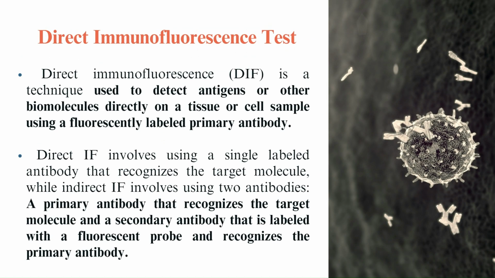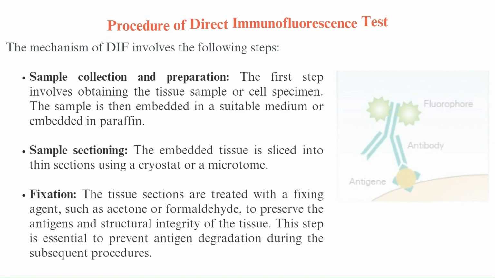Direct immunofluorescence test. Direct immunofluorescence is a technique used to detect antigens or other biomolecules directly on a tissue or cell sample using a fluorescently labeled primary antibody. Direct IF involves using a single labeled antibody that recognizes the target molecule, while indirect IF involves using two antibodies: a primary antibody that recognizes the target molecule and a secondary antibody that is labeled with a fluorescent probe and recognizes the primary antibody. Procedure of direct immunofluorescence test.